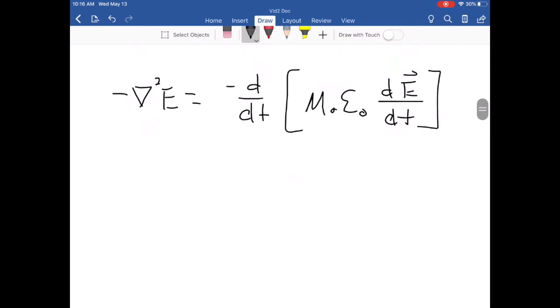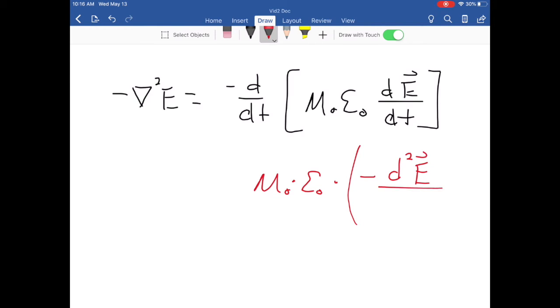Now from here we can bring the derivative into the brackets on the right-hand side, and that will afford us the following: mu naught times epsilon naught times the quantity negative d squared E over dt squared. And on the left-hand side we just have minus del squared E. Here we can realize that we have a negative sign on both sides. Multiplying through by negative 1 gives us positive on all ends.